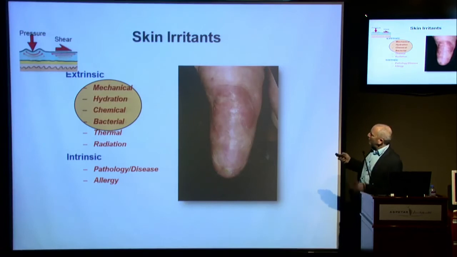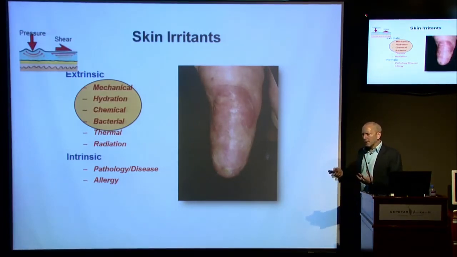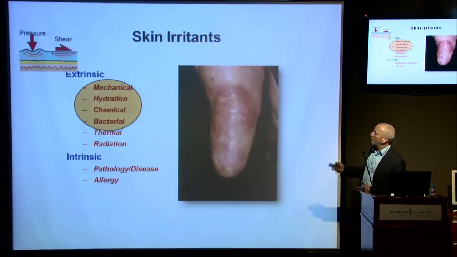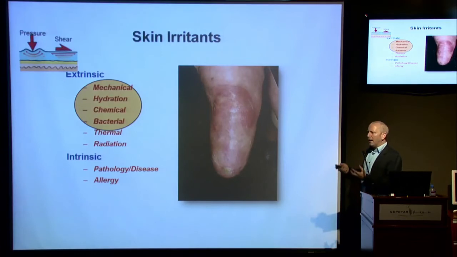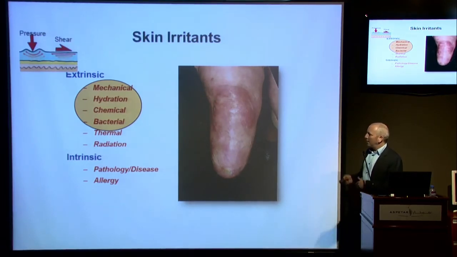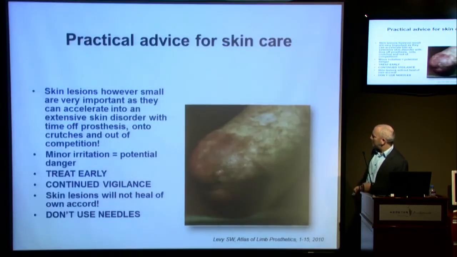So when we look at the irritants, we know that there are extrinsic issues that can irritate the skin. There are intrinsic. There's a mechanical, hydration, chemical, bacterial, heat and thermal, radiation issues. They all are factors that can actually alter or irritate the skin. Then there are intrinsic factors. We know that this area of the skin is susceptible to allergy because it's in contact with foreign things, and there are certain disease states.